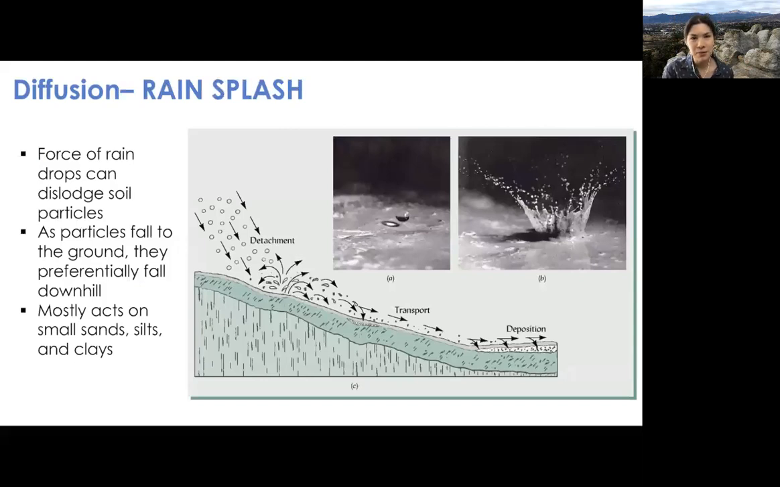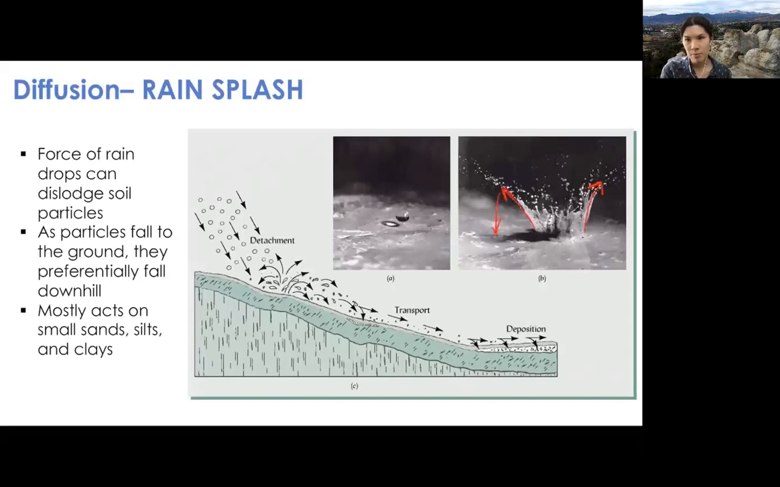Moving back to a diffusion process that we probably see more commonly here, and more commonly anywhere where there's rain, is going to be the force of rain splash. As rain particles fall on the ground, an individual raindrop is going to dislodge some material as it impacts the ground, and that material is going to be projected into the air. Then as it falls down, it's going to fall under the force of gravity.